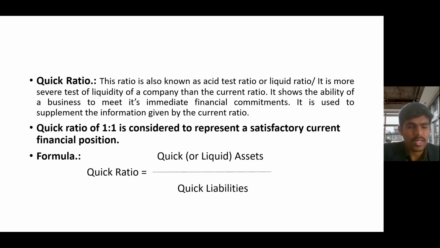Okay, you can see the formula there. The quick ratio is equal to quick or liquid assets divided by quick liabilities. So this is the ratio formula, with which we can find out the quick ratio of a company, which tells us the satisfactory level of its financial position.